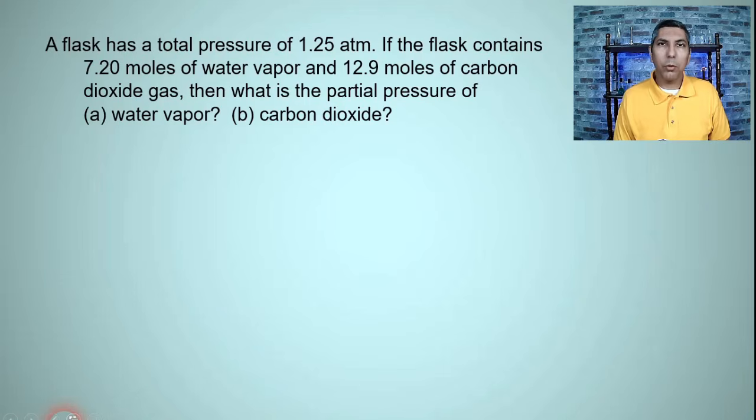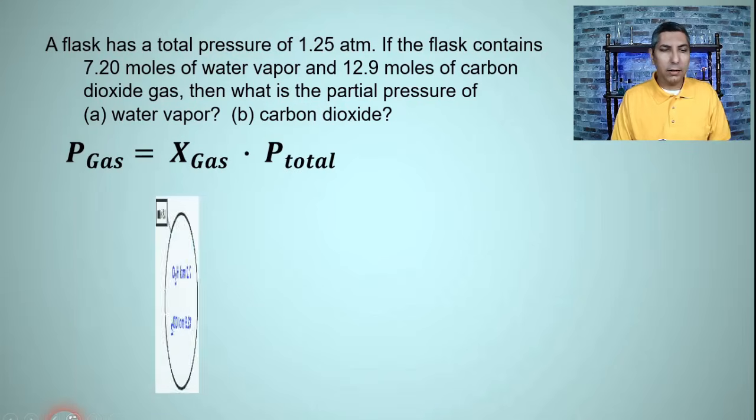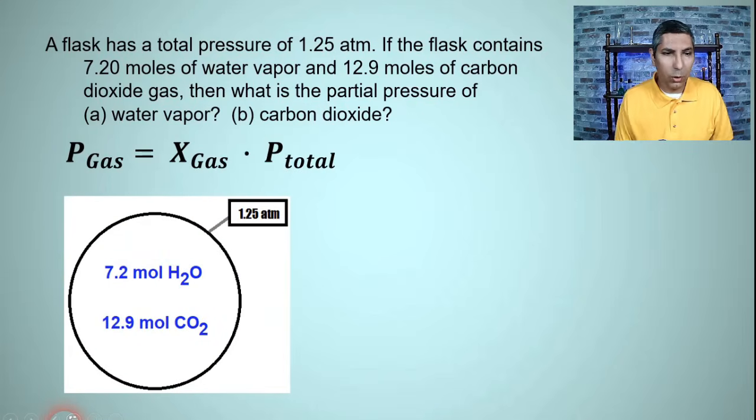Whenever I work a problem with Dalton's law of partial pressures, personally, I like to draw a diagram to help us see what's going on here. So once again, this is a Dalton's law problem, so there's the equation. Here is a little diagram. We have 7.20 moles of water and 12.9 moles of carbon dioxide, and I have a little pressure gauge drawn in that shows that my total pressure is 1.25 atmospheres, right out of the problem.